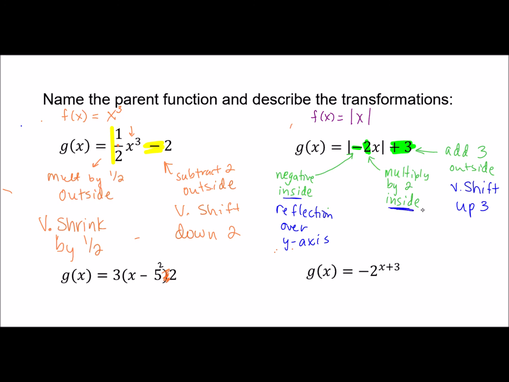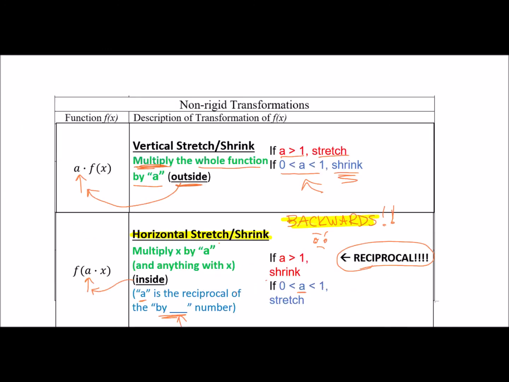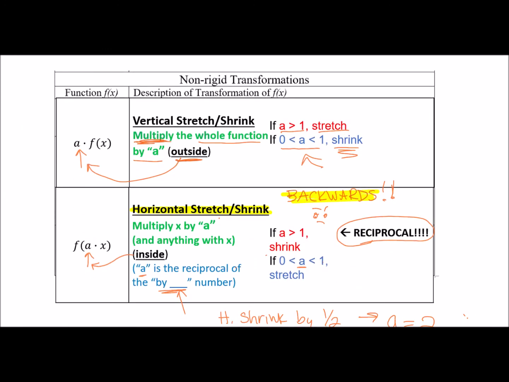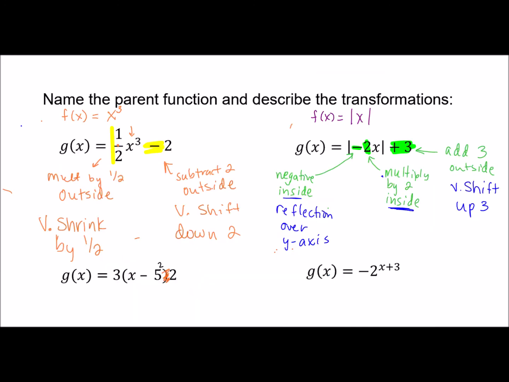All right, multiply by 2 inside. Automatically, inside your brain needs to go, whoa, this is backwards, something's wrong. Then you go, okay, I'm multiplying. Multiplying was these stretches and shrinks. So we know it's inside, we know something's going to be weird. We know it's inside and it's multiplication. That means it's going to be either a horizontal stretch or a shrink.